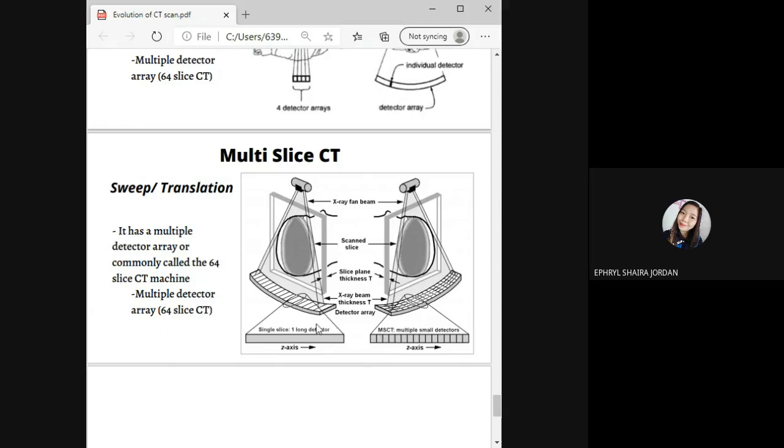Again, this is a single slice. When you say single slice CT, one slice lang, there is one long detector lang ang kanyang meron, but it's just one row. When you say multiple slice CT scan, there are multiple rows of detectors. Yun siya. So I hope you've understood the main difference between single slice CT and multiple slice CT.